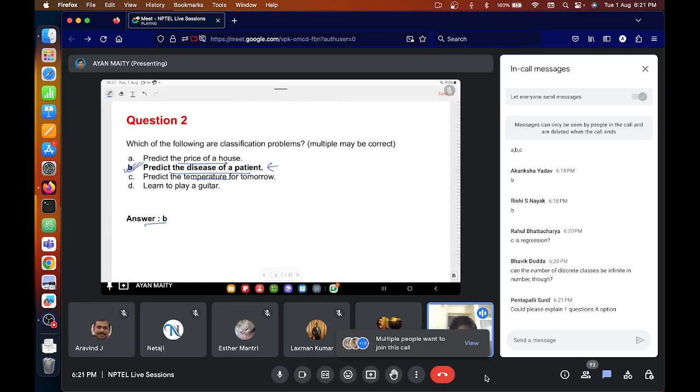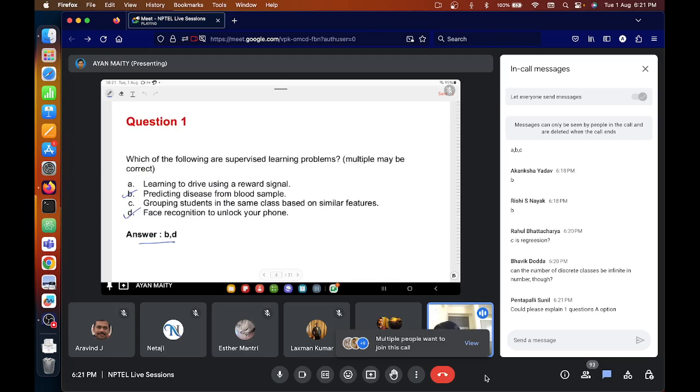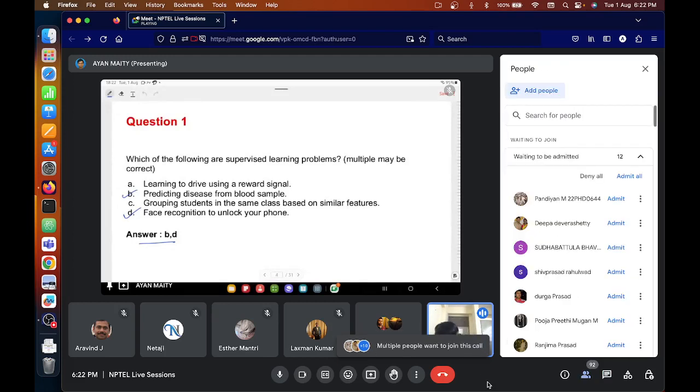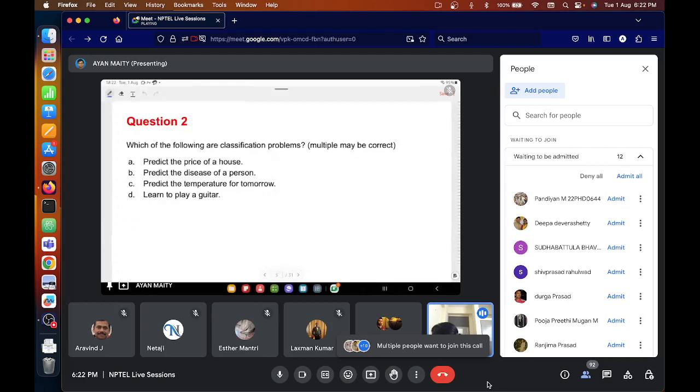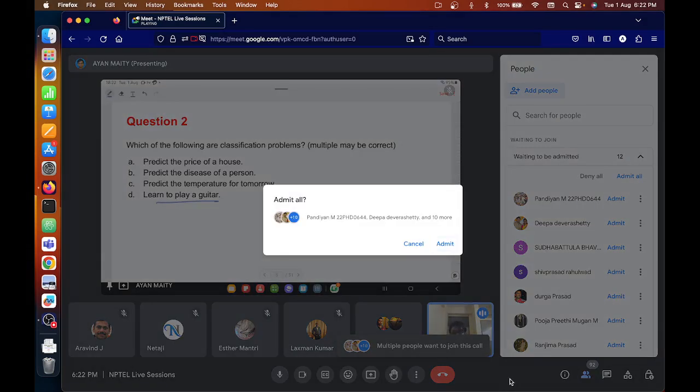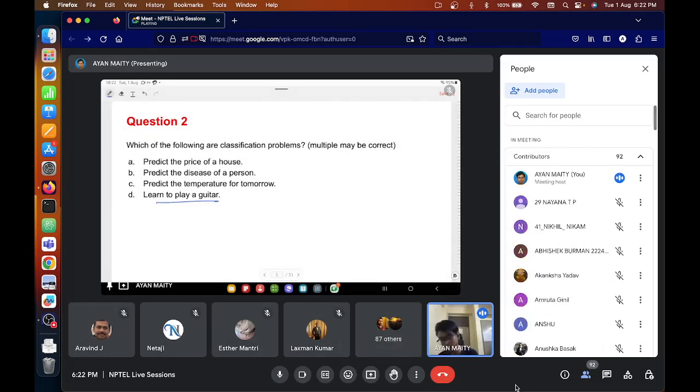Could you please explain the question once? Option A. In question 1, option A was learning to drive using a reward signal. Learning something by receiving reward signals from the environment is a reinforcement learning task. That is not supervised or even unsupervised learning. That is very similar to learn to play guitar. That is also a reinforcement learning task where you interact with the environment and receive reward signals, and based on that you learn.